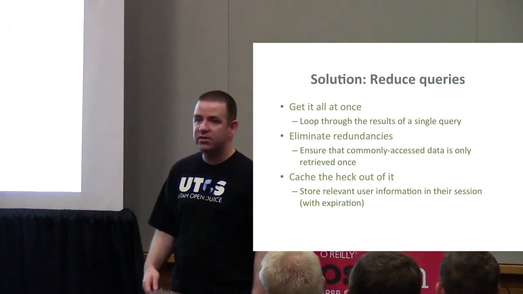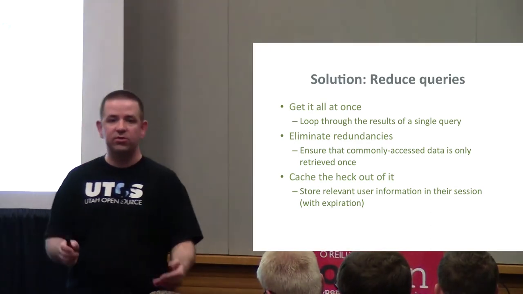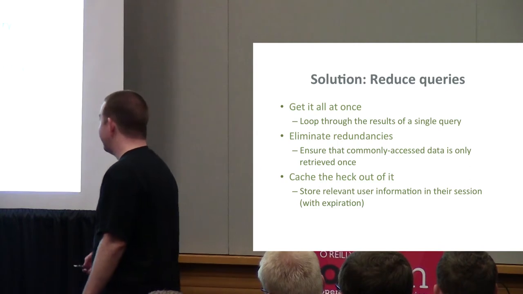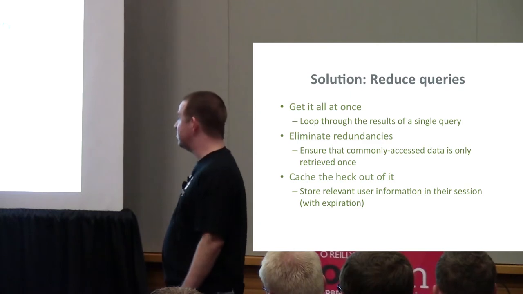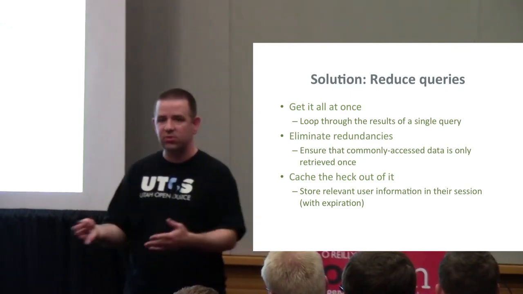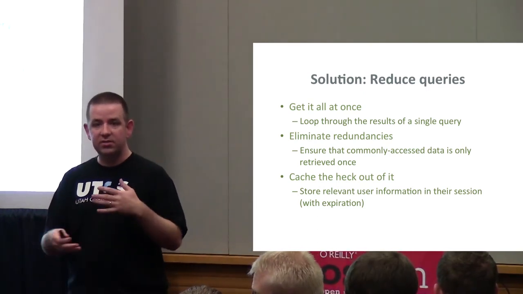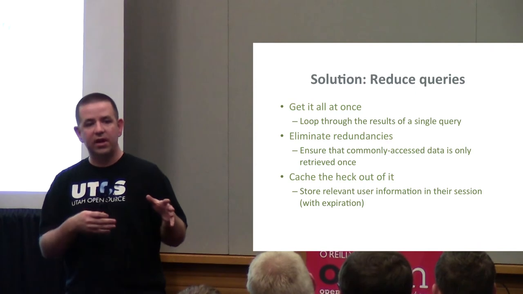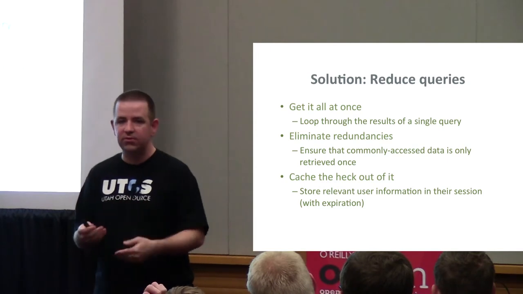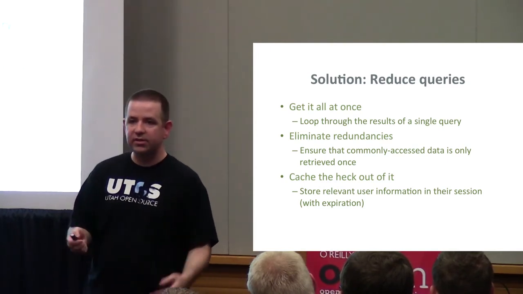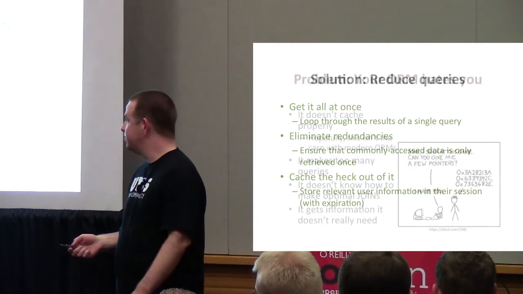Eliminating redundancies. There are things you can do to make sure that you're only getting the commonly accessed data. Make sure you only get it once. And then, again, cache it. Store the relevant information, like their user information, store it in their sessions, store it somewhere. And we're not talking about just on a single page. Sometimes, I've seen sites where on every page, they're re-getting a whole bunch of information out of the database. And that's not very efficient. You've got a session, store it.